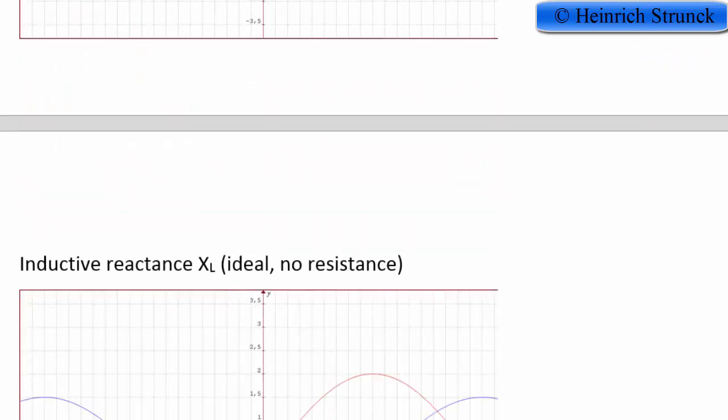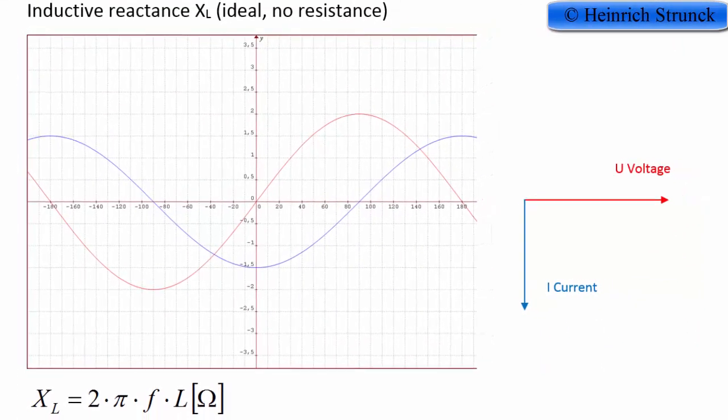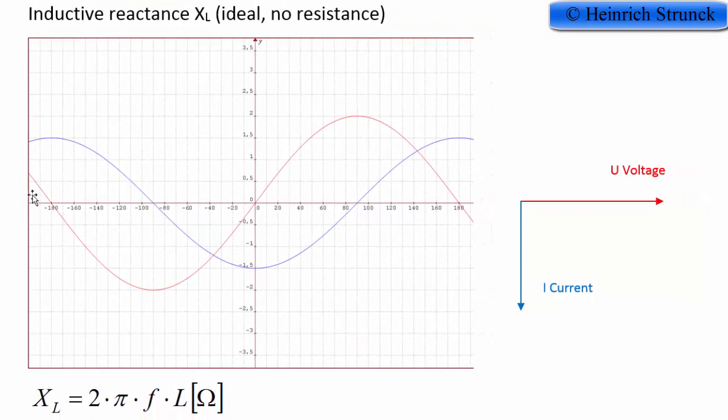If we go into the inductor or coil, we can see we have the same voltage, the red one, but the blue one is not in phase with the red one. We can see here when the red one goes positive, we have 0 degrees, and when the blue goes positive, we have 90 degrees, and it is lagging 90 degrees, so the current will be 90 degrees after the voltage.